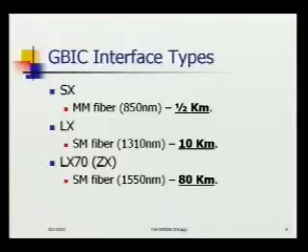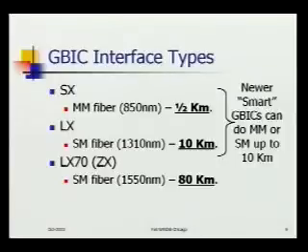The distinction is starting to blur a bit because there are newer, smarter GBICs that can do multimode or single mode up to 10 kilometers now. So it's kind of a cross between the two. And again, that's the advantage. You can take advantage of these newer GBICs as they come out and keep your card.